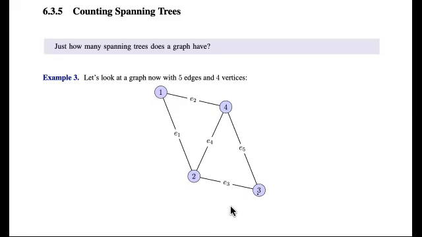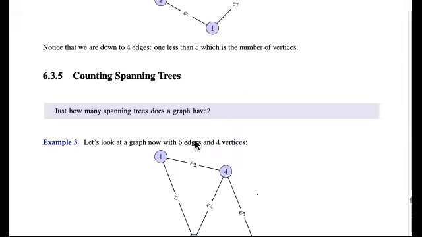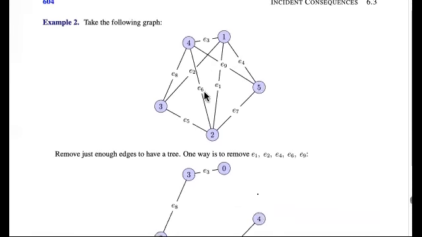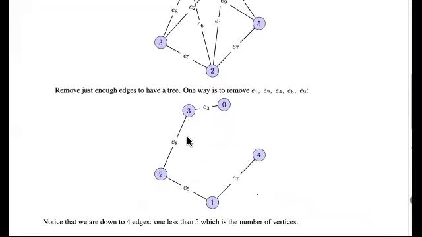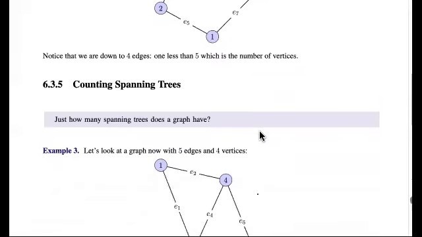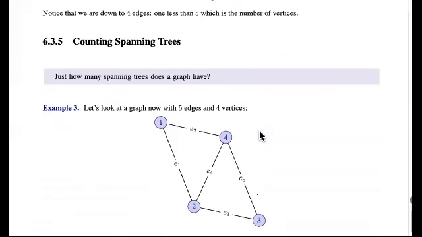So let's look at a graph and see, how do we count how many different spanning trees it has? Look at this last graph that we were looking at in the last example. This is one of the spanning trees, but there are a lot of other ones. How many are there? We can sort through it all, but if it's a huge graph, we need a nice formulaic way of approaching this problem.